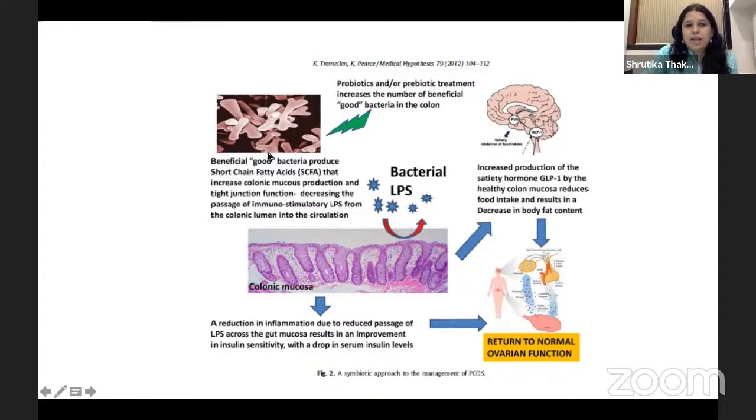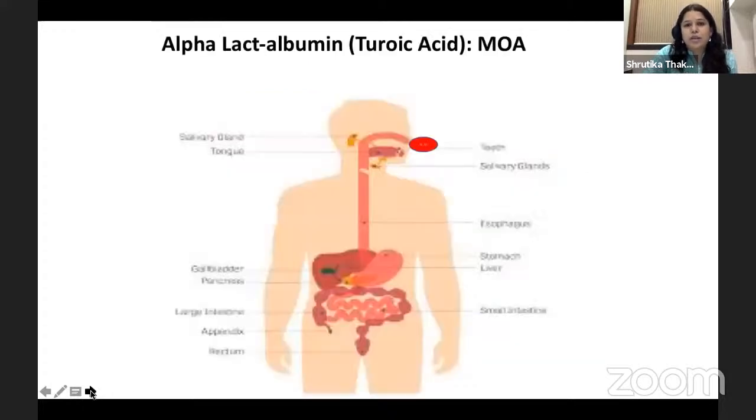There is a lot of benefit to giving these good bacteria, because they produce short chain fatty acids, and they increase colonic mucus production, they form tighter junctions, and they reduce the passage of inflammatory lipopolysaccharide into the colonic lumen. And maybe by giving probiotics, we can achieve a reduction in the inflammation in the colonic milieu, and we can return to normal ovarian function.